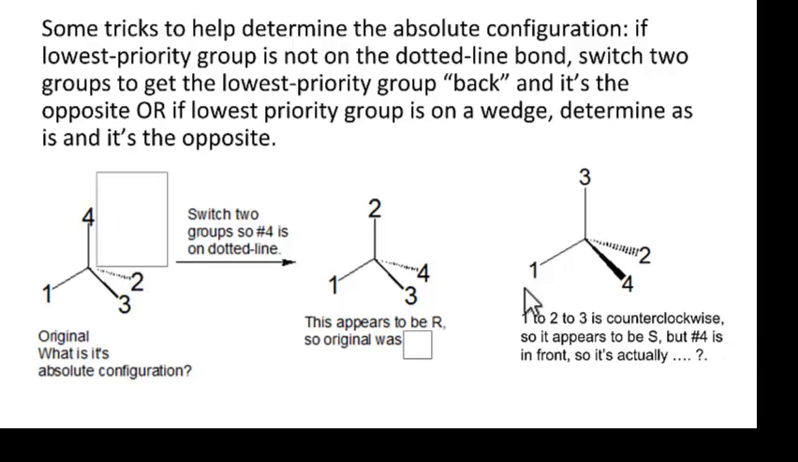Now, let's look at this structure. In this case, the lowest priority group, the number 4, is on a wedge. So now we don't really have to do any kind of switching or anything. We just go from 1 to 2 to 3. And again, that appears to be a counterclockwise rotation, 1 to 2 to 3. But because the lowest priority group is coming out towards you instead of back away from you, it's the opposite of what it should be. And so therefore, since it appears to be S, 1 to 2 to 3, it's actually R.